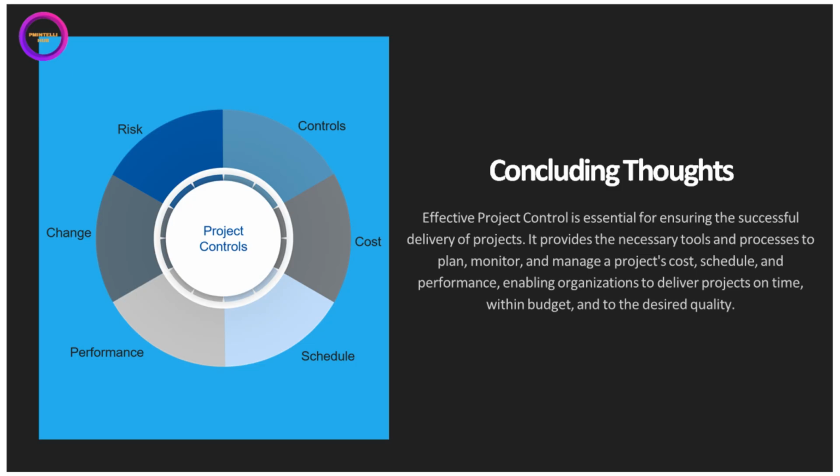In conclusion, as this diagram visually summarizes, project controls sits at the heart of managing risk, cost, schedule, performance, and change. Effective project controls is absolutely essential for ensuring the successful delivery of any project. It provides the vital tools and processes we need to meticulously plan, monitor, and manage a project's cost, schedule, and performance. Ultimately, this enables organizations to consistently deliver projects on time, within budget, and to the desired quality.